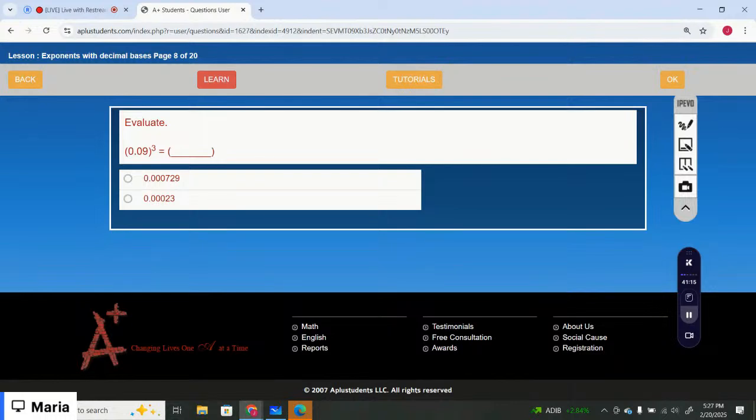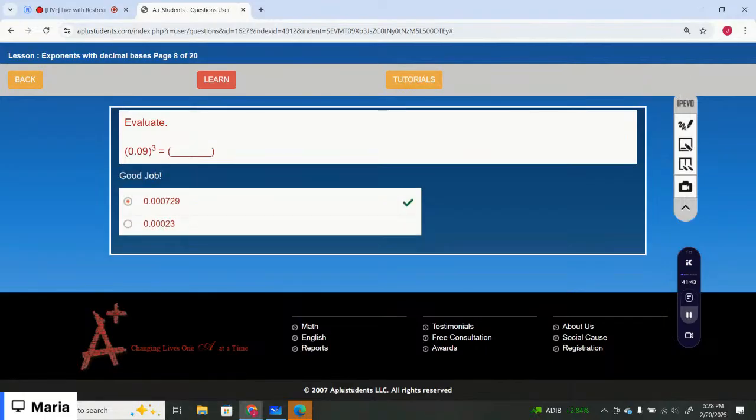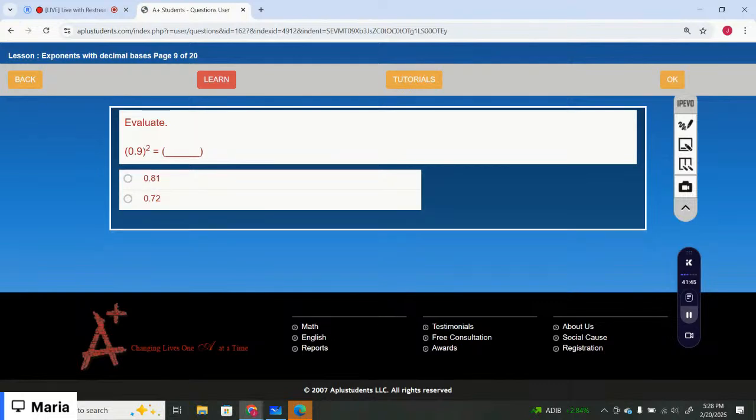0.09 cube. So which is the correct option? 0.09 exponent 3 means you have to multiply 0.09 three times. So option number 1 is the correct option, that is 0.000729.